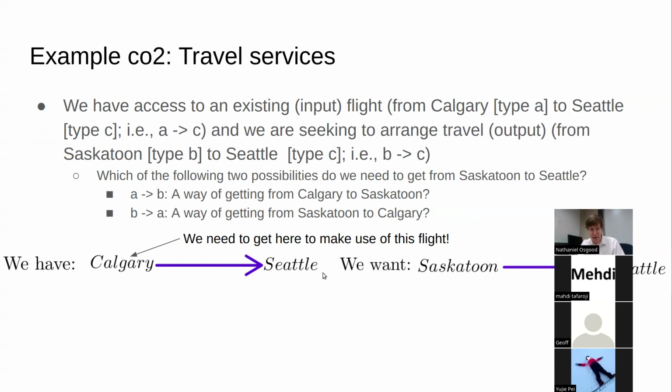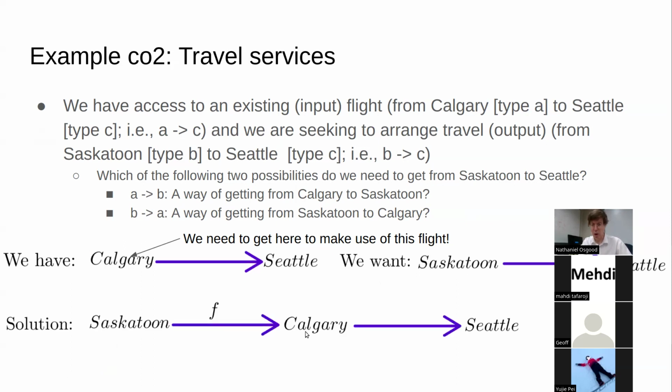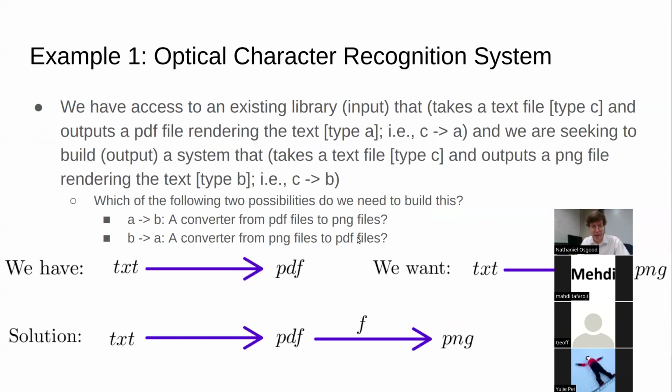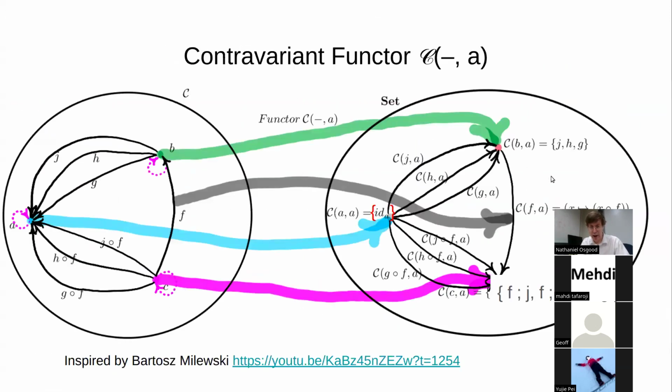We want to go to this. Do we need a way of going from Calgary to Saskatoon, or do we need a way of going from Saskatoon to Calgary? Saskatoon to Calgary, right? This is what we want. It's pre-composition, and that's exactly what we have here. So we're pre-composing it by this. We want to get from C to A, from Saskatoon to Calgary. We have ways of going from Saskatoon to Seattle. We have ways of going from Calgary to Seattle. So all we need is a way of going from Saskatoon to Calgary.